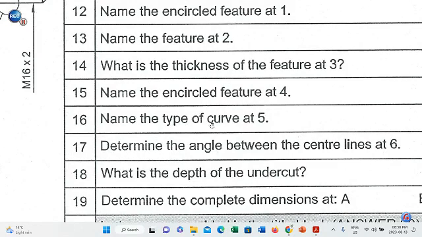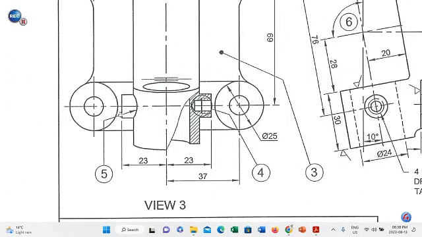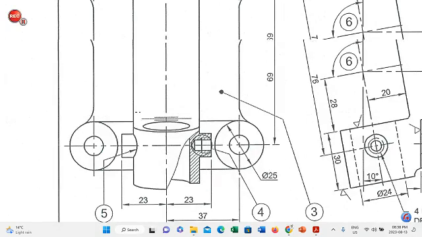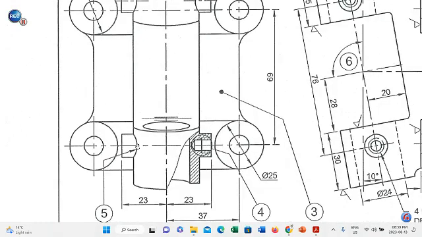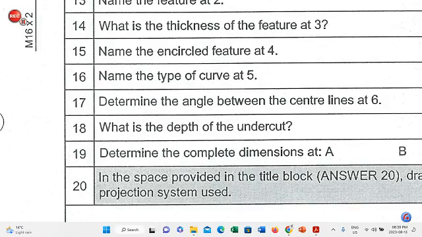Question number 16. Name the type of curve which is formulated at 5. So here you will have the arc with a curve looking at number 5, and that curve is going to be situated on 4 parts. It is the welding area, and that curve is classified to be the curve of interpenetration. That is where the welding is going to take place, attaching this part to the main component. The curve of interpenetration.